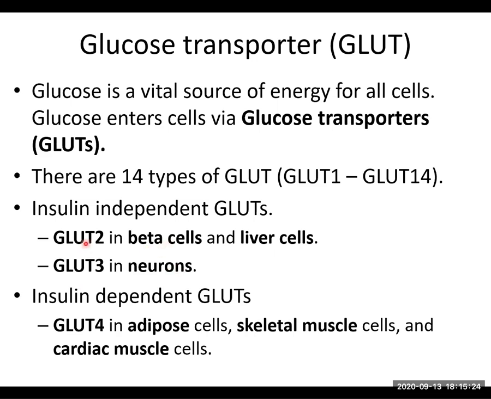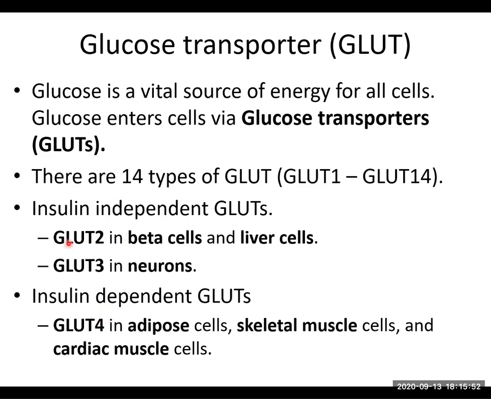So what do you need to memorize? GLUT4 is the major one. You must memorize that the insulin-dependent glucose transporter is GLUT4. The very basic question is, which one is insulin dependent? GLUT1, 2, 3, 4. You need to choose 4.